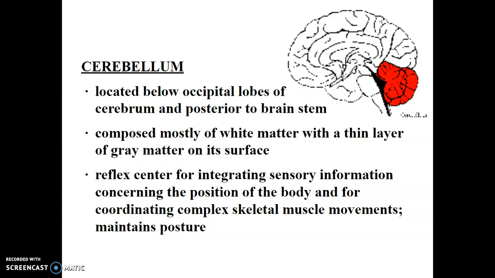The cerebellum, oftentimes called the primordial brain or the primitive brain. This looks like a little bitty brain on the back of your head. You see in red there, just beneath the occipital lobe. It's composed mainly of white matter, with a very, very thin layer of gray matter on its surface. So it has a very similar structure to the cerebrum, but the gray matter is not near as thick. This is a reflex center. This is the part of our brain that deals with our coordination over skeletal muscle movement.